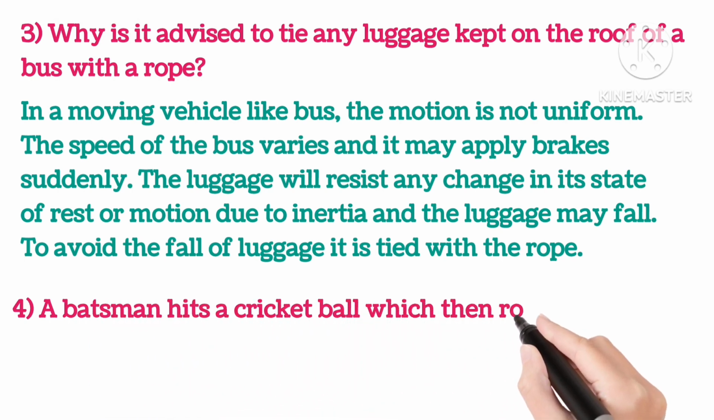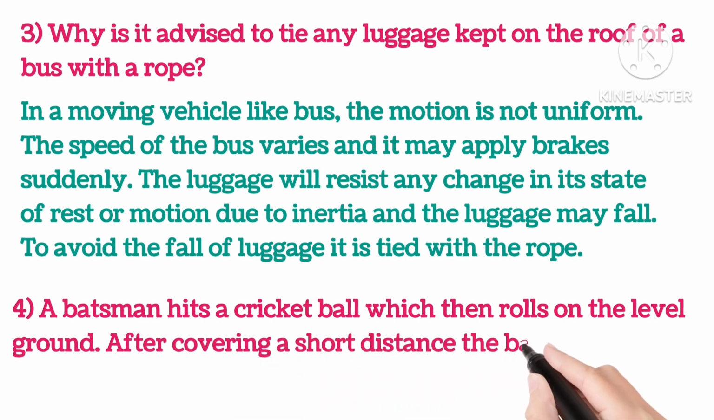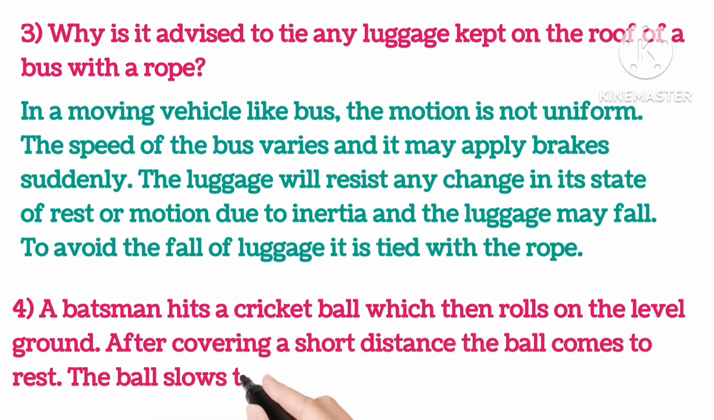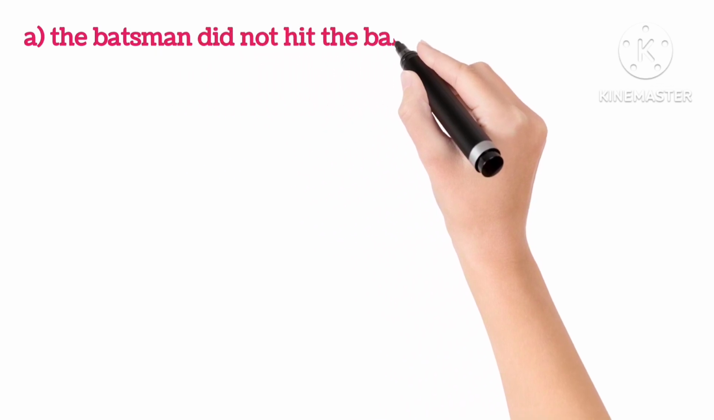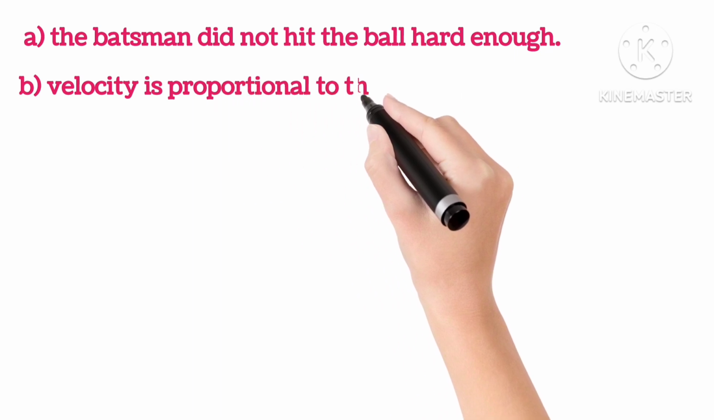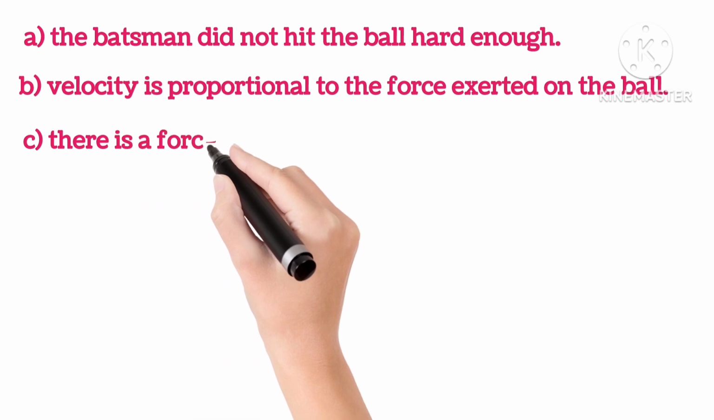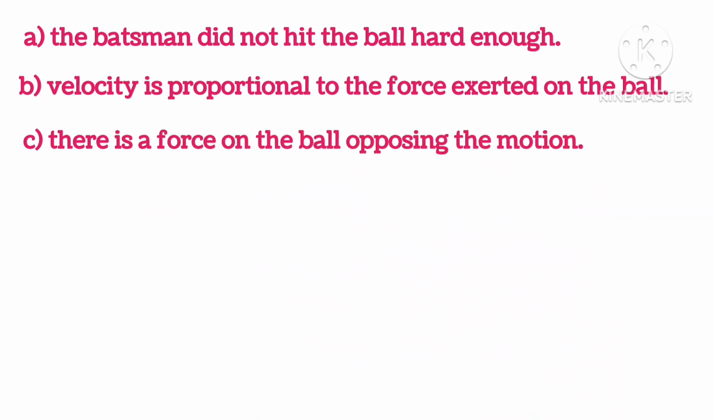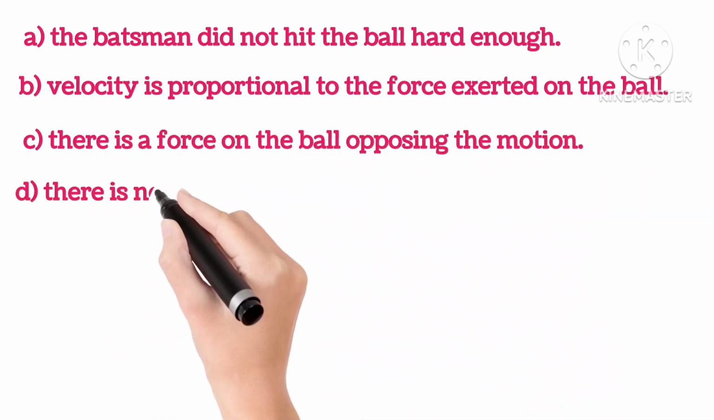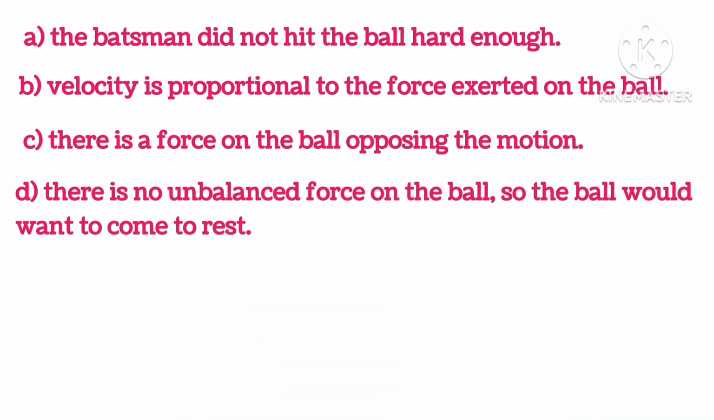A batsman hits a cricket ball which then rolls on the level ground. After covering a short distance, the ball comes to rest. The ball slows to a stop because A. The batsman did not hit the ball hard enough. B. The velocity is proportional to the force exerted on the ball. C. There is a force on the ball opposing the motion. Or D. There is no unbalanced force on the ball, so the ball would want to come to rest.